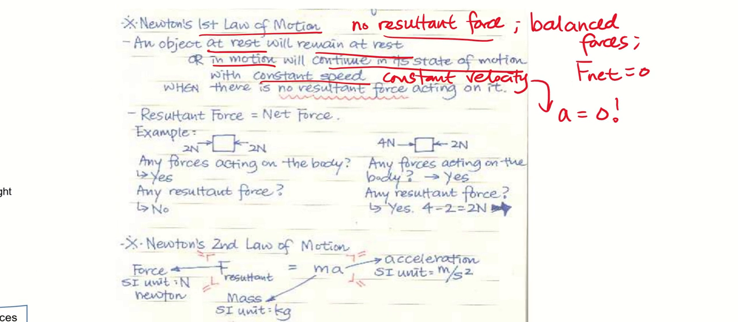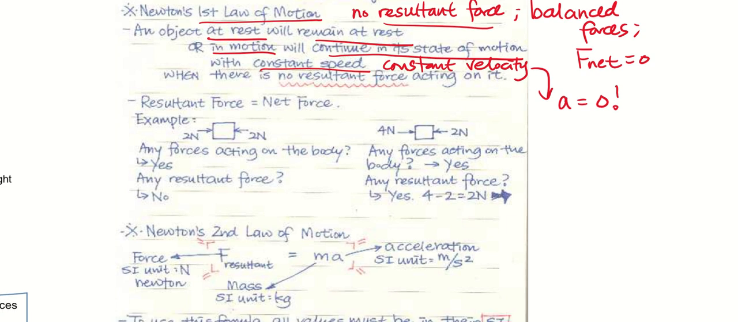Some examples here. Look at this body. I have two Newton forces acting on it. Are there any forces acting on the body? Yes, in fact, we have two of these 2 Newton forces. But because they are acting in the opposite direction, they will cancel each other out, and therefore there is no resultant force.